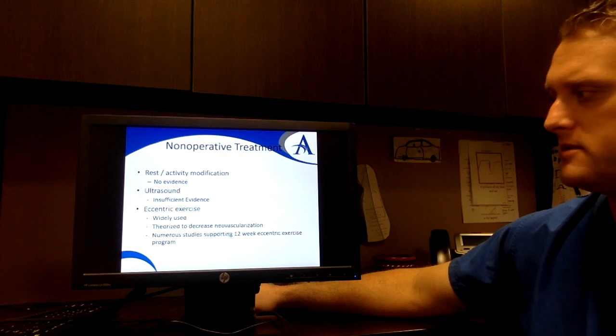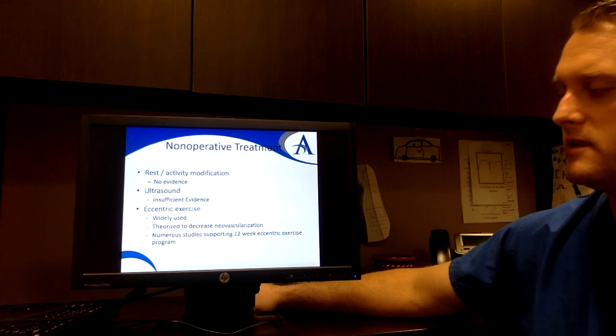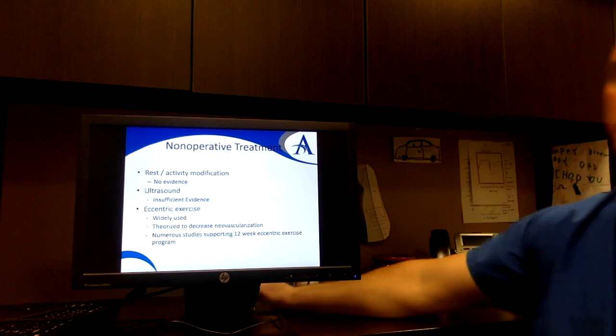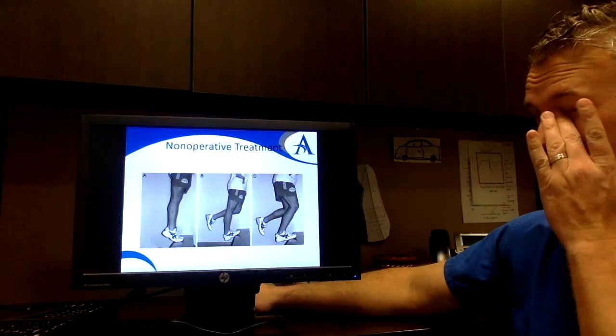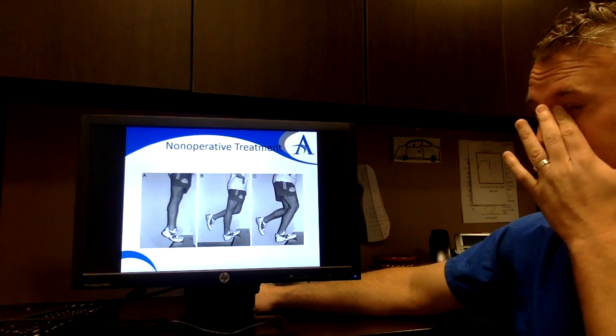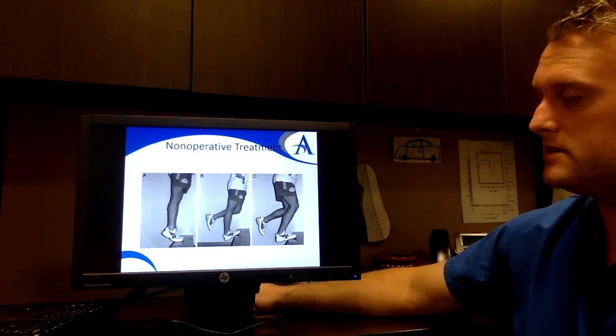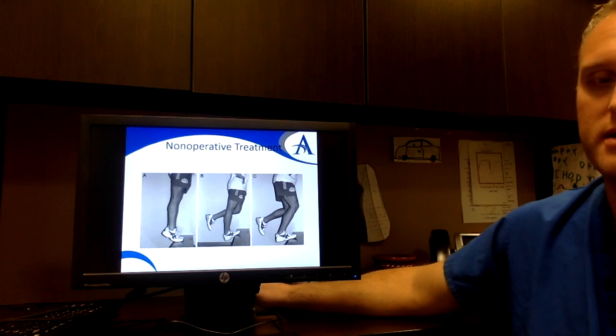Doing the eccentric exercise, they think that decreases the neovascularization. Some studies say that it helps after 12 weeks. So that's going to be a forced concentric contraction and then a slow eccentric contraction with full body weight on the affected limb.